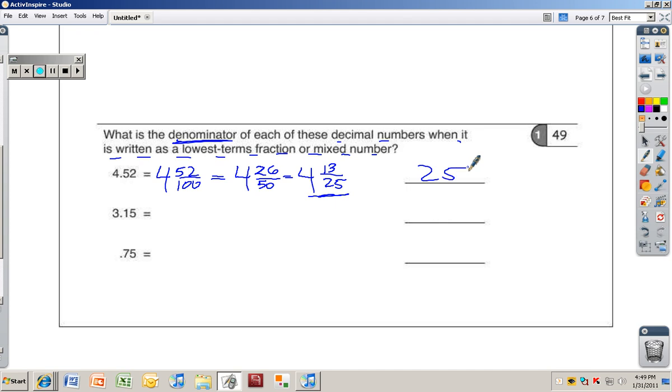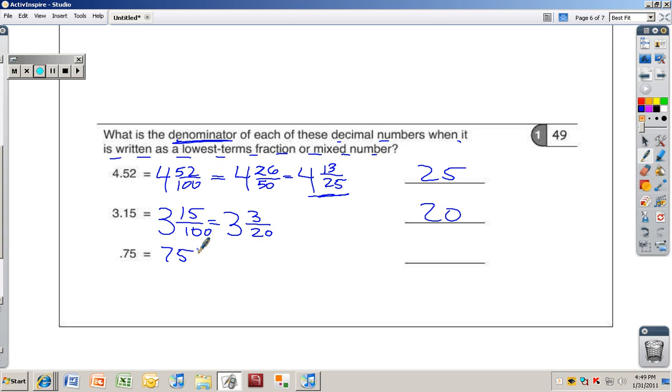Okay? 3 and 15 hundredths. What can I divide both of those by? 5. What's 15 divided by 5? 3. What's 100 divided by 5? 20. There you go. Can you reduce 3 20ths? No. So what's the answer here? 20. Good.